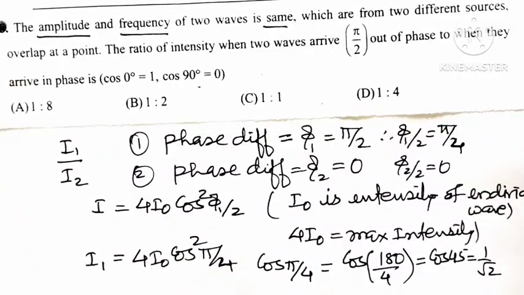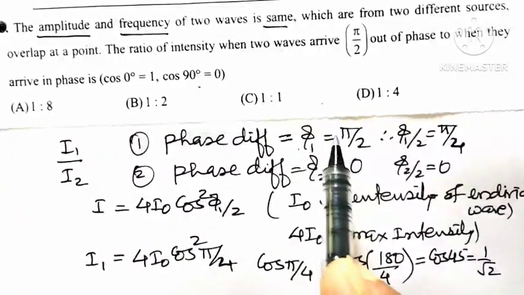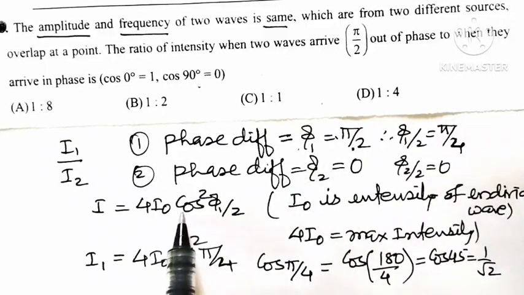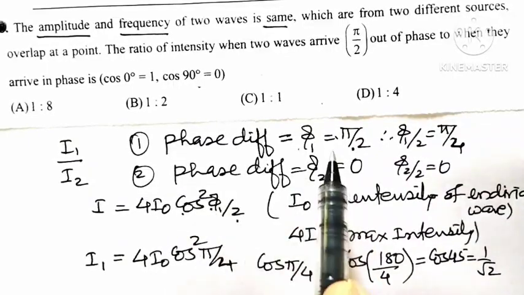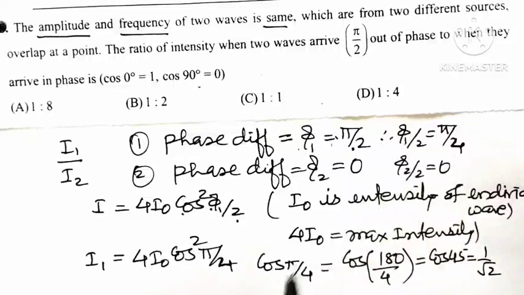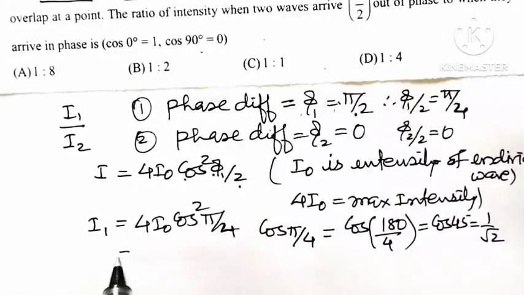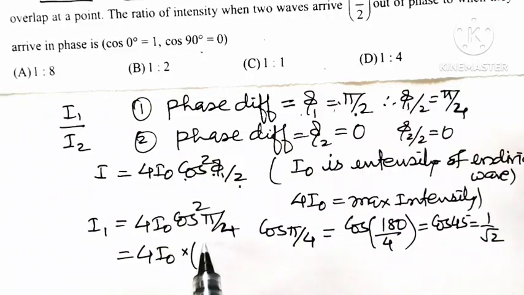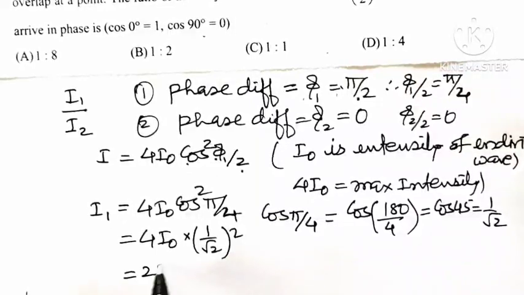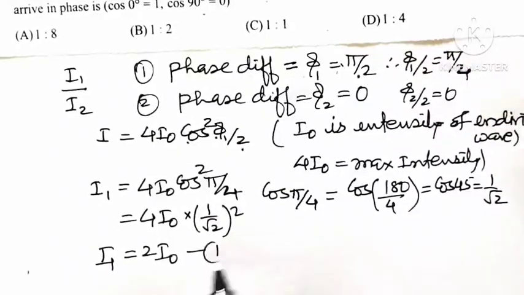So remember here the phase difference phi 1 is pi by 2, and here it is cos square phi 1 by 2, means half of pi by 2 is pi by 4. So that is equal to 4I0 into cos square of pi by 4, means 1 by root 2 whole square, that is equal to 2I0. So I1 is equal to 2I0. This is our equation number 1.